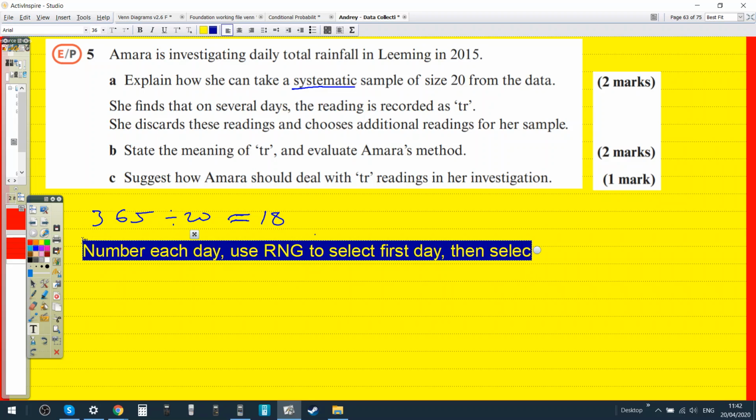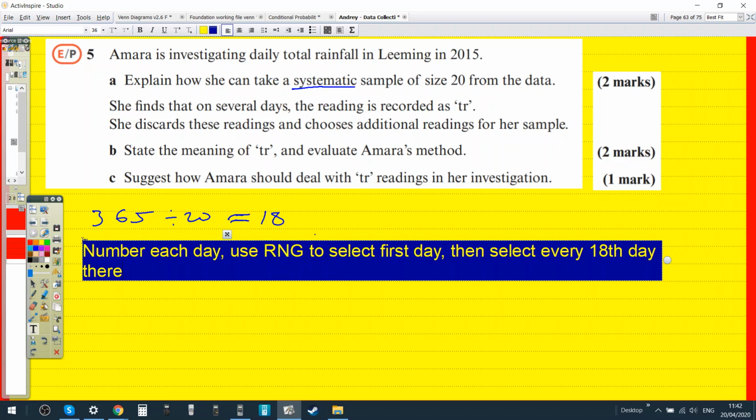So B is trace, just like a really small number. Yeah. I think it said if it's less than 0.05 millimeters. And C. So I'd just say that I should treat them as if they're 0.05 or something. Yeah, that'd be a good one. You could treat them as 0.05, or treat them as 0, something like that.